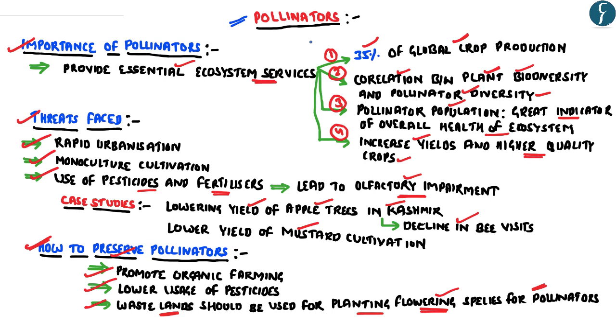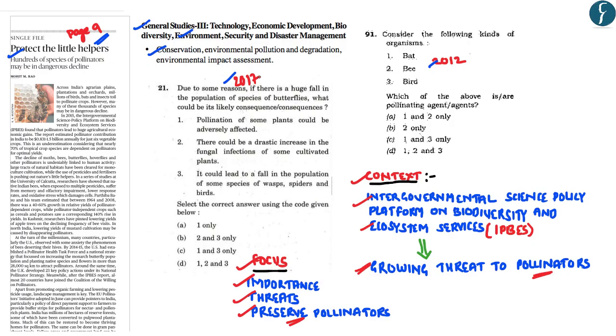Let us now look at some of the previous year UPSC prelims questions related to this particular topic. Now, this particular question was asked in the prelims 2017. The question was, due to some reasons, if there is huge fall in the population of species of butterflies, what could be its likely consequences? The first statement is, the pollination of some of the plants could be adversely affected. Now, as we have discussed, this particular statement is correct.